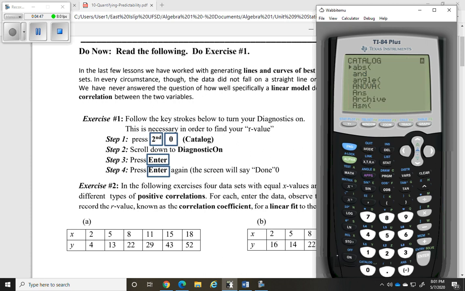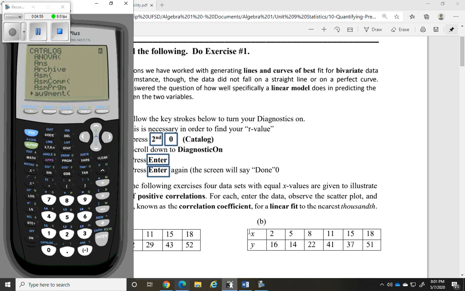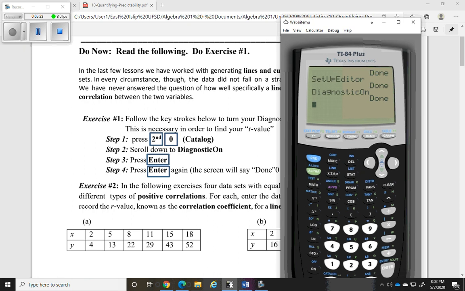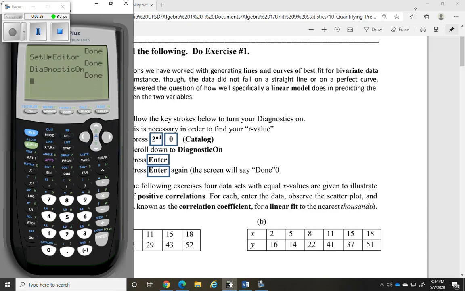gets us to the catalog. And in the catalog, it's an alphabetical order list. We want to move to diagnostics on. So first you see diagnostics off and then diagnostics on. So we need diagnostics on, and then you have to press enter. And then you have to press enter one more time so that it says done. And there we go. Our diagnostics are on. Once the diagnostics are on, we will see our R value.